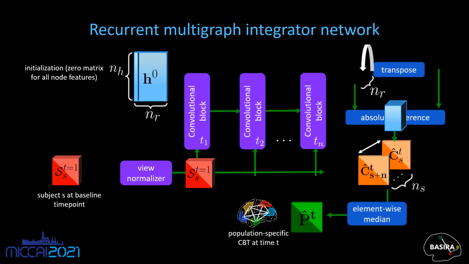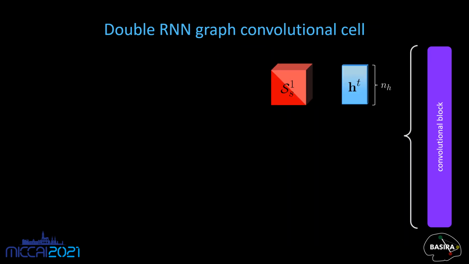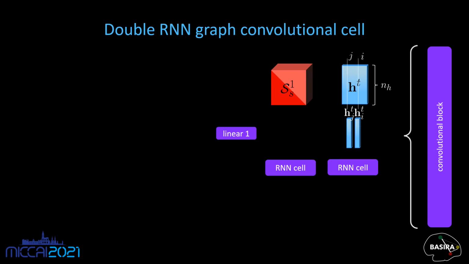Now, I explain how these convolutional blocks work. Each convolutional block uses two information: the subject tensor at the baseline and the current hidden state node embedding matrix at time t. This block also includes two RNN cells and a linear layer. First, we select the hidden vectors for node i and its neighbor j. Then, take the connectivity weights between node i and its neighbor j.